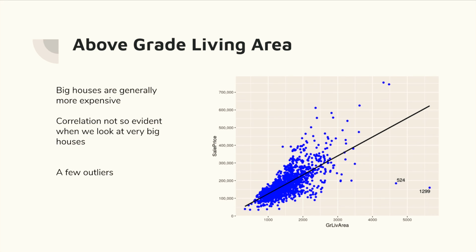For above grade living area, it seems that big houses are generally more expensive, although the correlation is not so evident if we look at the very big houses. And there are some outliers also, for example, 524 and 1299. But it's dangerous to eliminate outliers because they might be there for other reasons. Maybe the house is very old, but we can see from this graph.